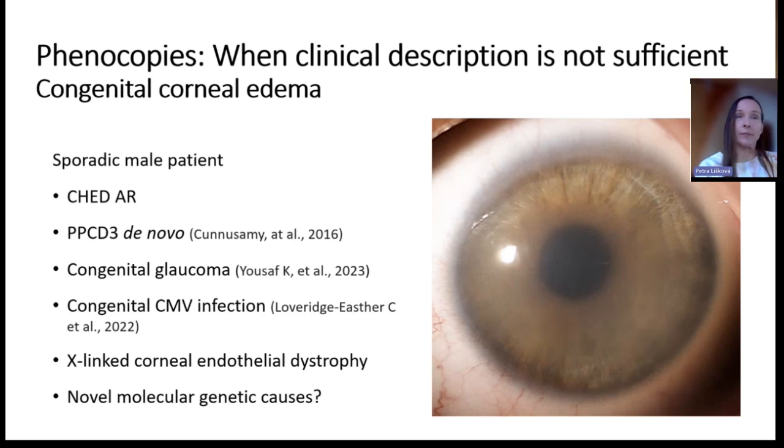Another choice is congenital cytomegalovirus infection. And although to date there is only one family, the option still lies that you're looking at X-linked corneal endothelial dystrophy. And we believe, based on our collection, that there are also other novel molecular genetic causes that have not been picked up for inherited endothelial corneal dystrophies yet. But if you identify typical PPCD3 or CHED-associated mutations, you have the diagnosis.